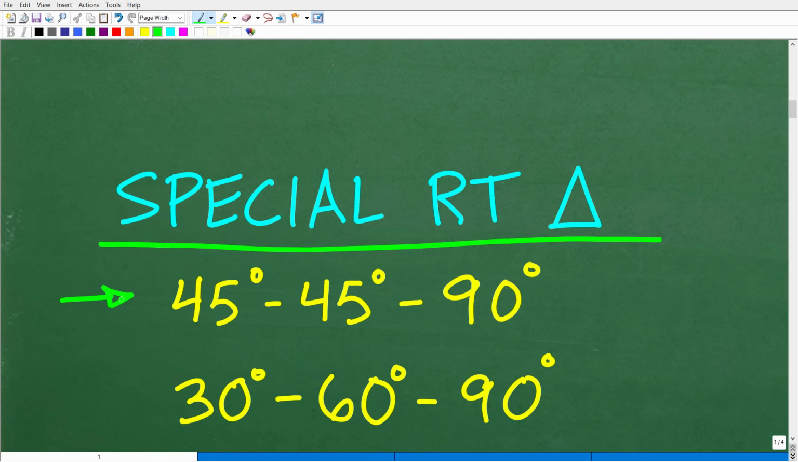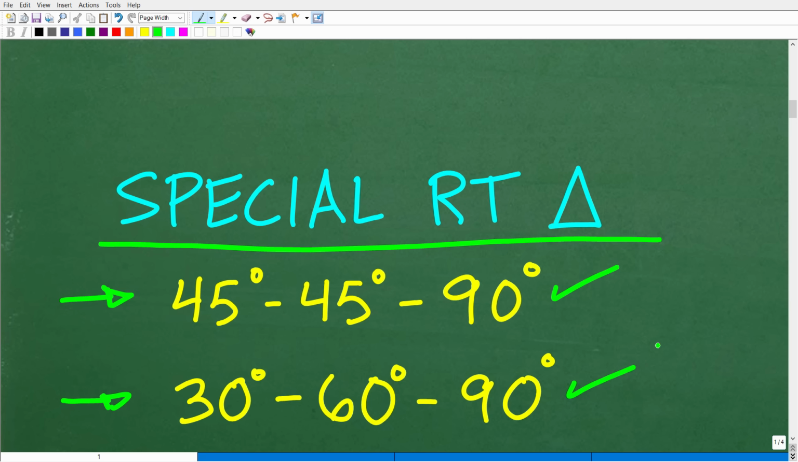And here are these triangles, okay? So it's the 45, 45, 90 degree special right triangle and the 30, 60, 90 special right triangle. You have to be able to recognize these triangles. Now, I'll tell you more about these types of triangles here in a second.